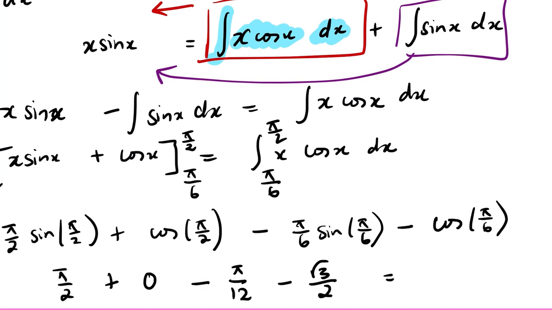Putting that all together, what you can do is just make everything over the same denominator. It's probably the easiest way to go. So that'll be times 6, and let's add that all together. So that'll be 6 pi minus 1 pi, so it'll be 5 pi, minus 6 root 3. Can't really do much with that. So that's 5 pi minus 6 root 3 on 12.